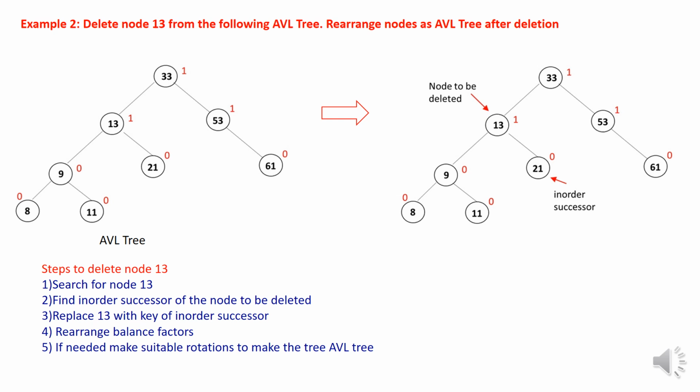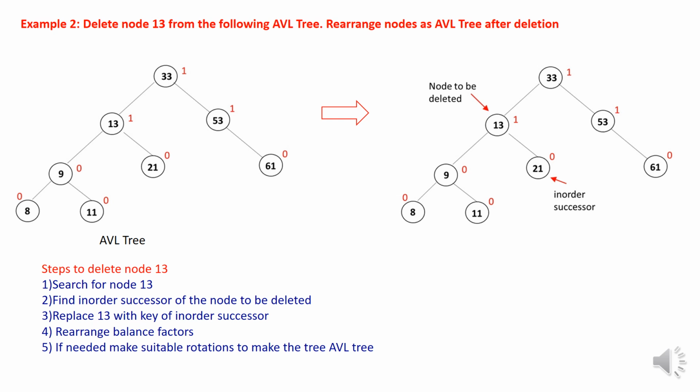Let me explain deletion of a node with another example. Delete node 13 from the following AVL tree. Then rearrange nodes as an AVL tree after deleting node 13. The tree shown in the figure is a binary search tree. If we observe, the balance factors are within the range, so it is an AVL tree. We need to delete node 13. After deletion of node 13, the remaining nodes have to be readjusted as an AVL tree.